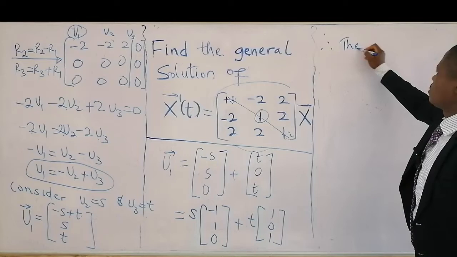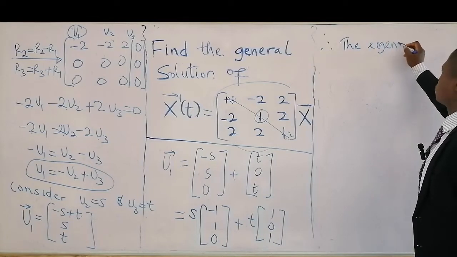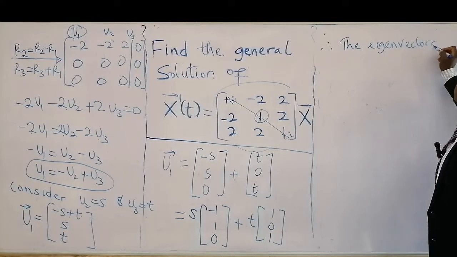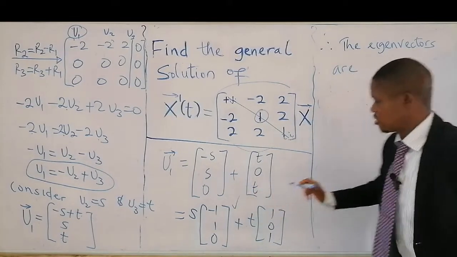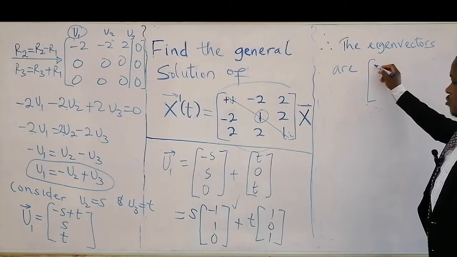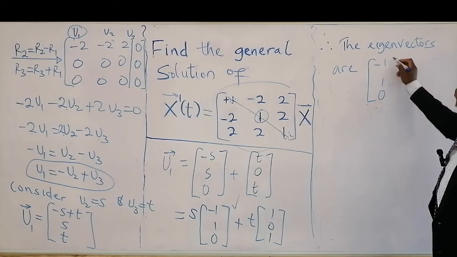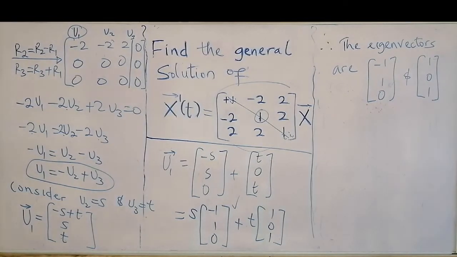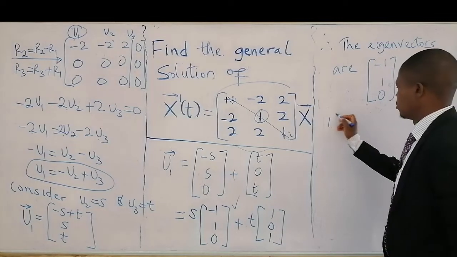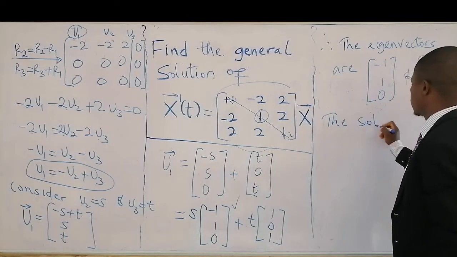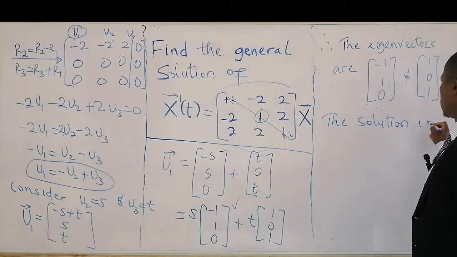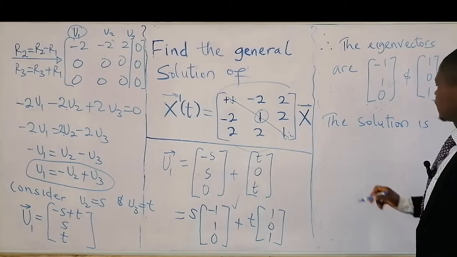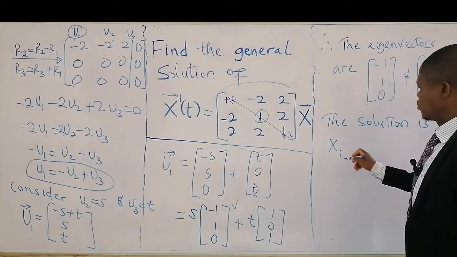Therefore, the eigenvectors are these brackets. So these are the eigenvectors. We can get the solution. The solution is for x1.